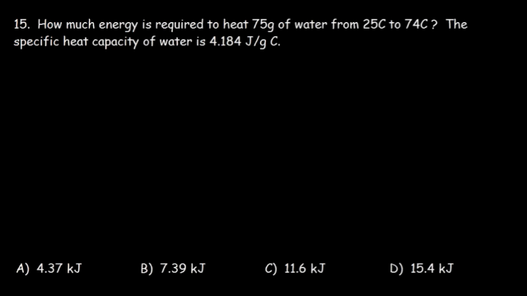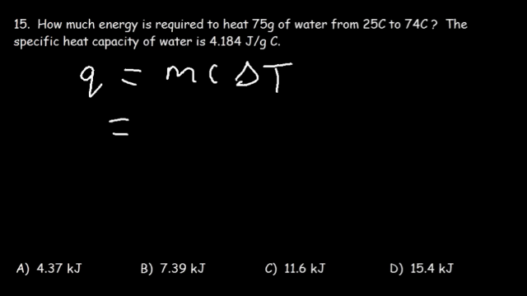Number 15. How much energy is required to heat 75 grams of water from 25 degrees Celsius to 74 degrees Celsius? The specific heat capacity of water is 4.184 joules per gram per Celsius. You need to know the right equation to use, and it's Q equals mc delta T. Q represents the heat energy, m is the mass in grams, c is the specific heat capacity, and delta T is the change in temperature, final temperature minus the initial temperature.